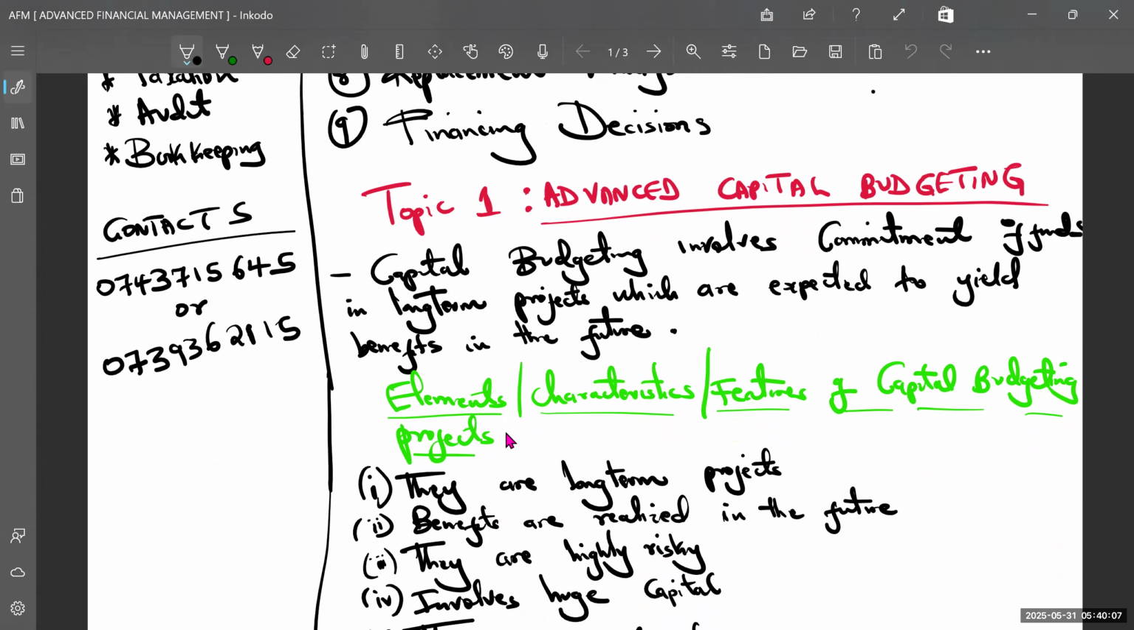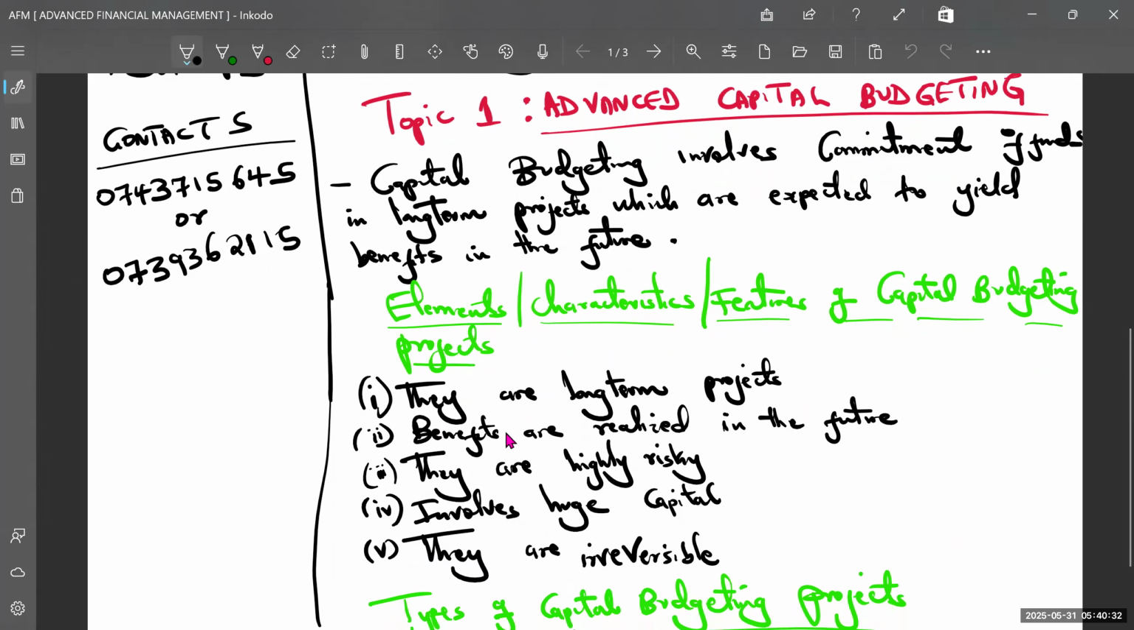From the definition, we were able to point out 2 of those features that stand out. One of them is that these projects are long-term projects. Then we also identified another one from the same definition: benefits or returns are realized in the future. They are not instant, they are not current. Because these are long-term projects, the returns also are realized in the future.